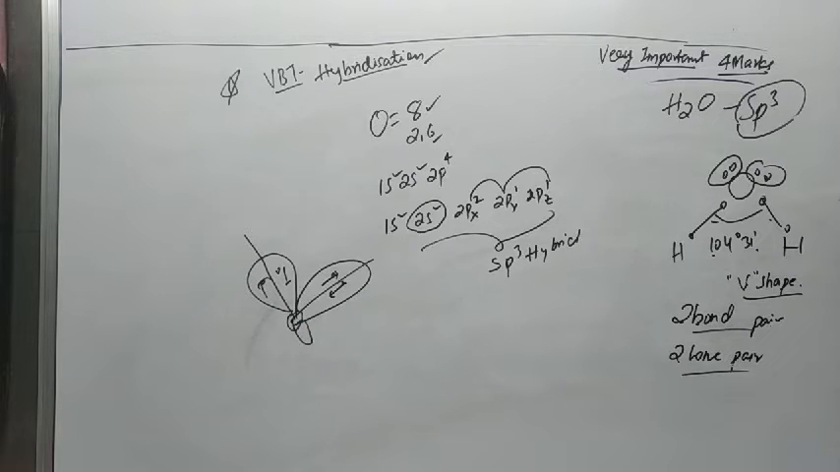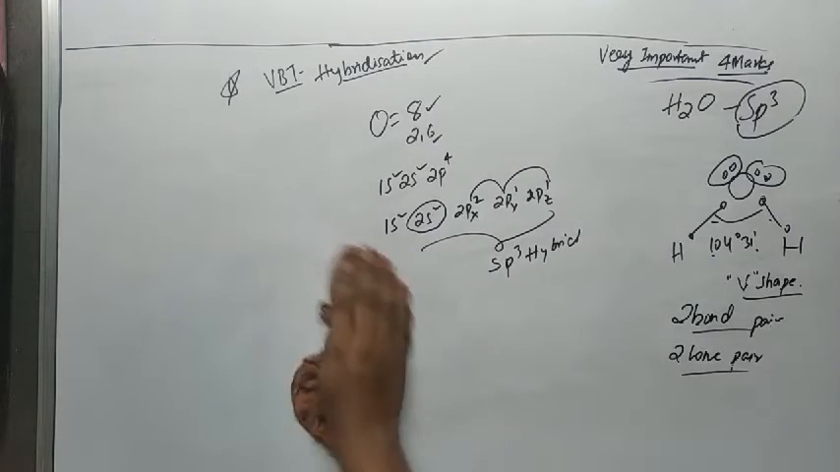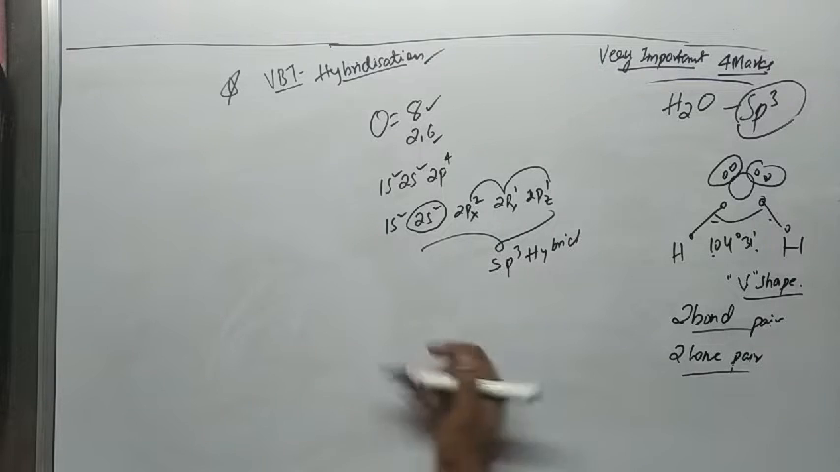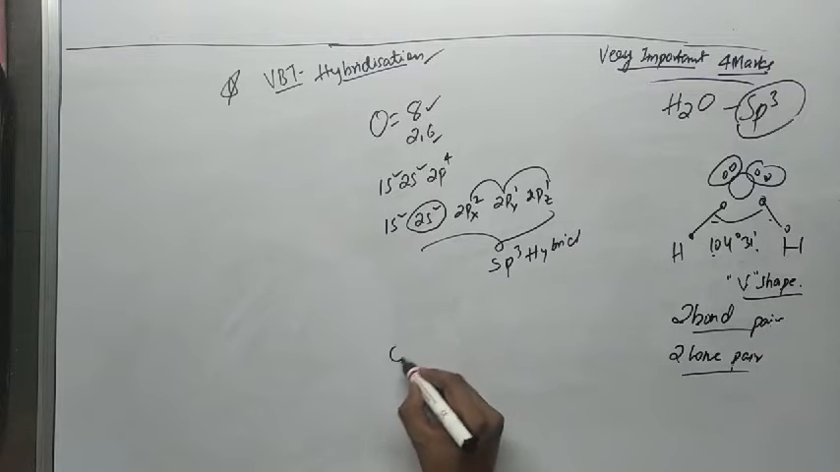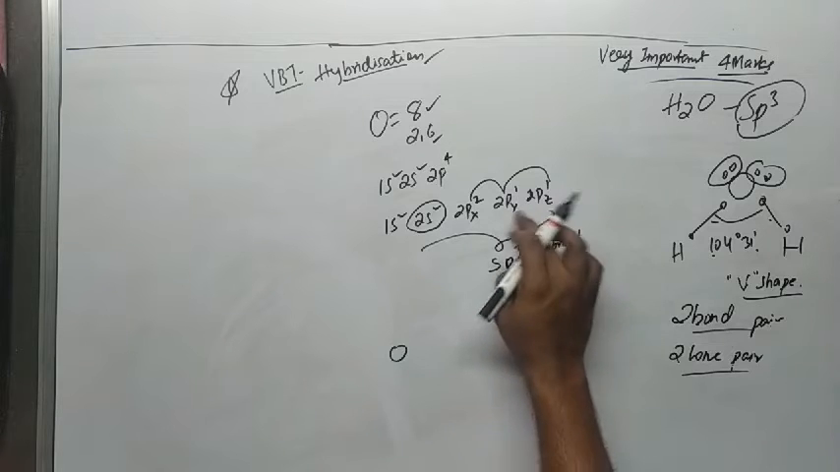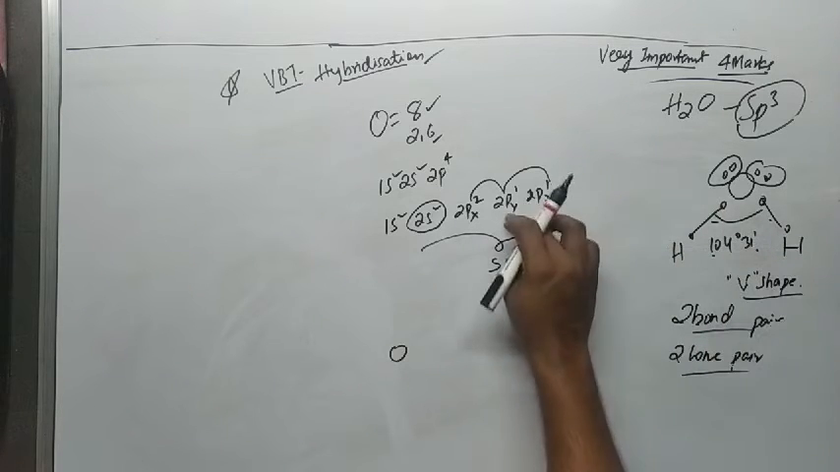So totally we will be having 4. At the center we have an oxygen. We'll first see the bond with the hydrogen, using the 2py orbital.